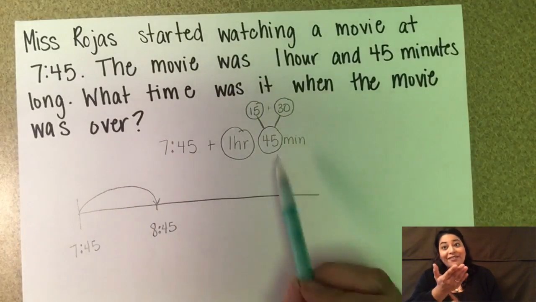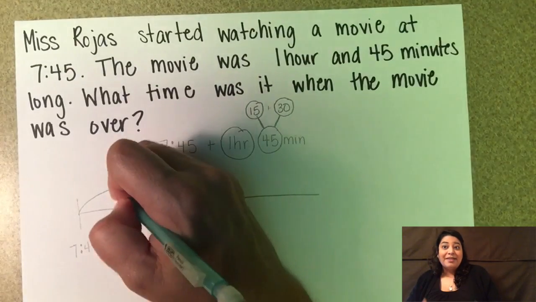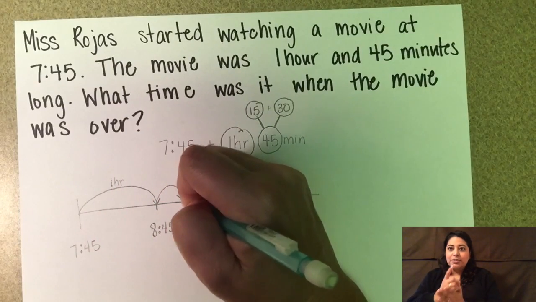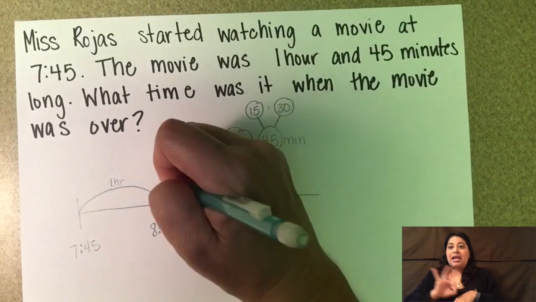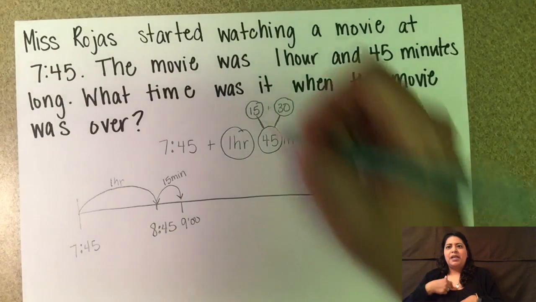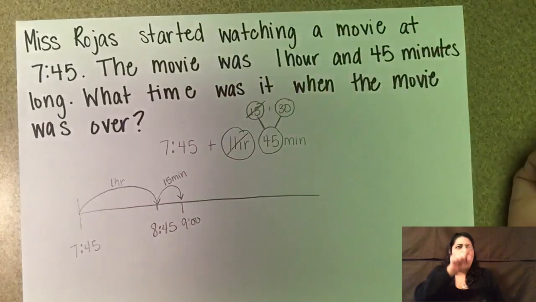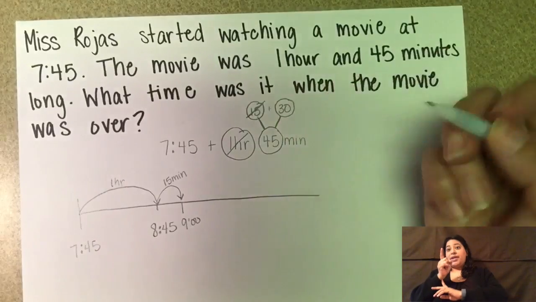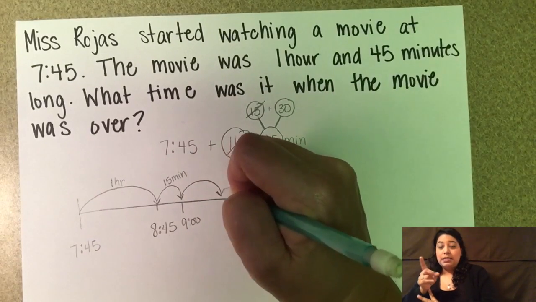And guess what, boys and girls? 15 plus 45, what is that going to give me? Well, that is going to give me 9 o'clock. 15 minutes will give me 9 o'clock. So I did the 1 hour. I'm going to cross that off. I did the 15 minutes. I'm going to cross that off. So now all I have left is this 30-minute time period. So 30 minutes.